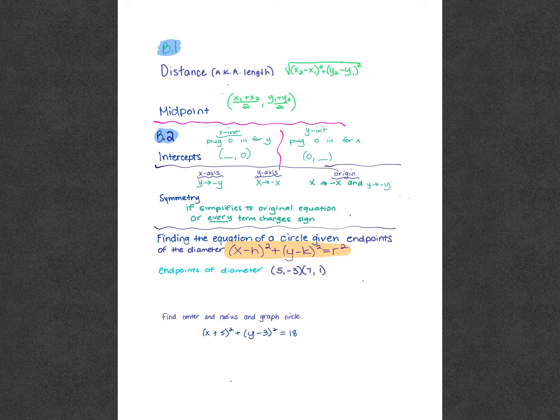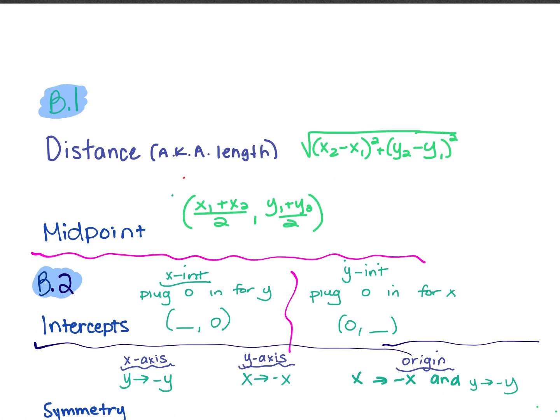All right, so we started in B1 with your distance formula and your midpoint formula, okay? We use this with the circles. We use this with the sides of a triangle to classify that kind of stuff. So that's what you need to know from B1. Distance formula is square root of x2 minus x1 squared plus y2 minus y1 squared, and the midpoint is x1 plus x2 over 2, y1 plus y2 over 2.